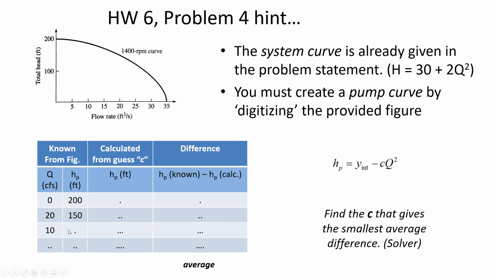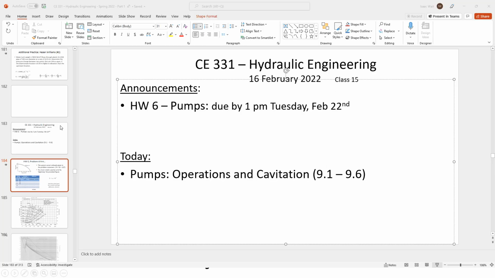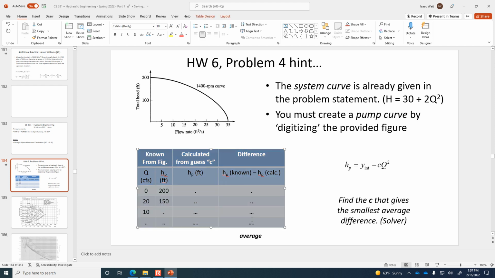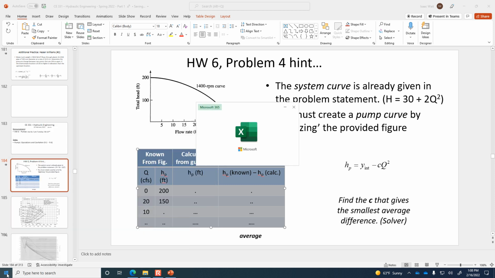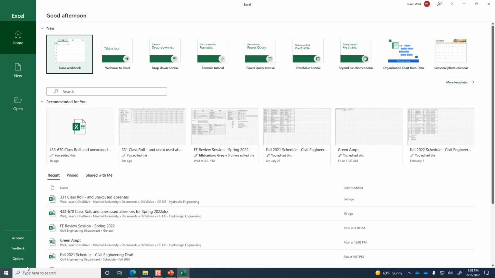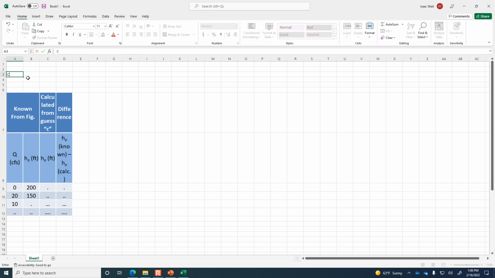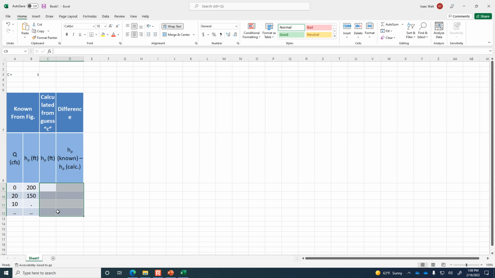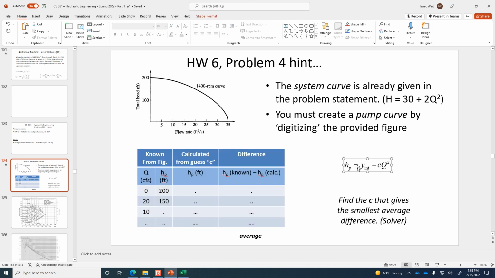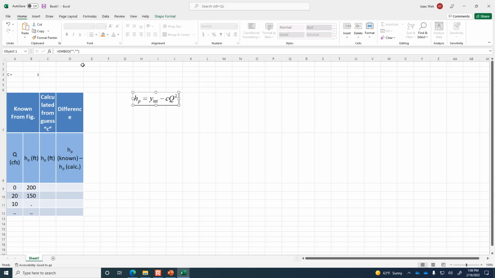And so fill in these two columns of data from the figure, and then try and predict the pump head using this form of the equation with some guess C value that you have at the top. So in the spreadsheet, let me just copy this whole thing over to Excel to give you an idea of what I mean. So here is C, and I don't know what C is. Let's say maybe it's 1. All right, and then the form of the equation is this. Let me just paste this so that it's available for us to look at.